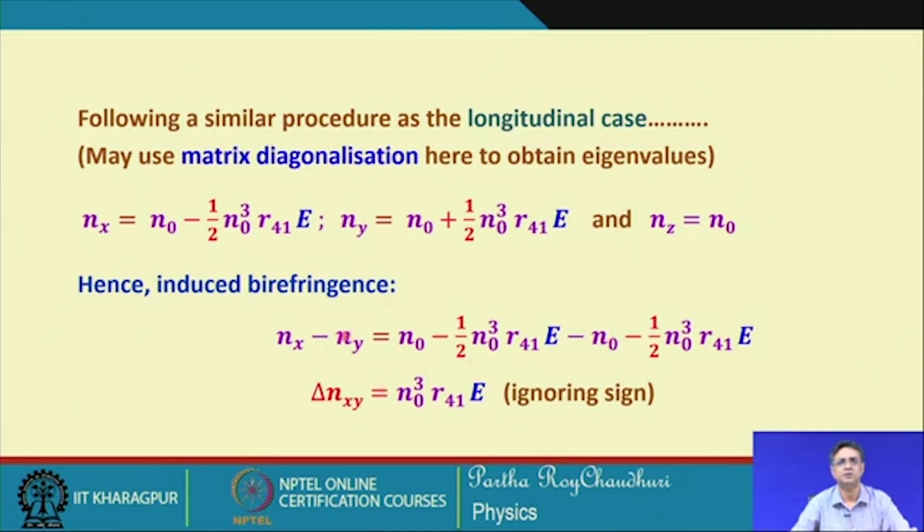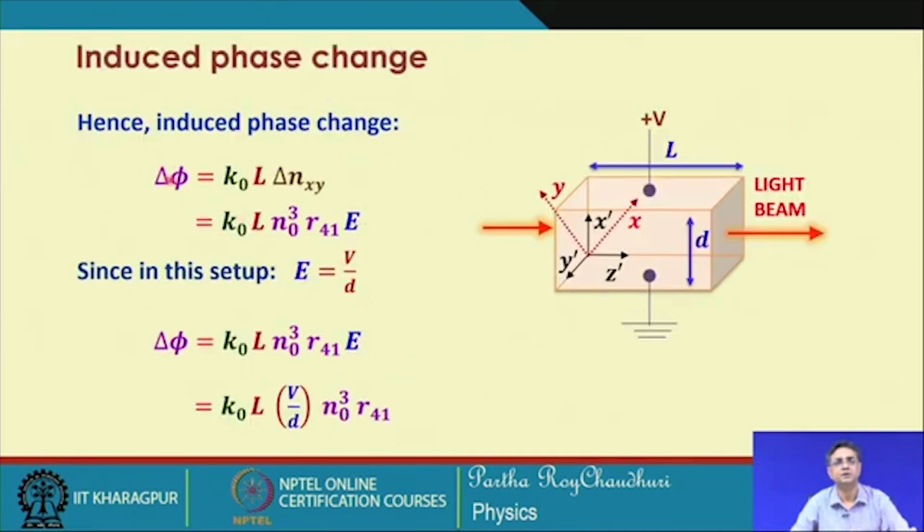Ignoring sign means whether you take n x minus n y or n y minus n x, it is the magnitude which is important, which gives you the birefringence. So now E is again for this setup. The induced phase delay between these orthogonal polarizations is now equal to this. You have to again multiply k 0 and L, that gives you these equations.